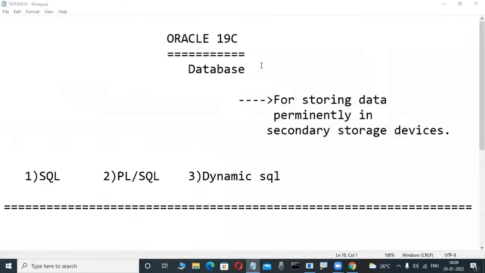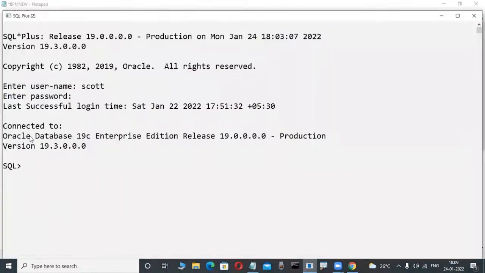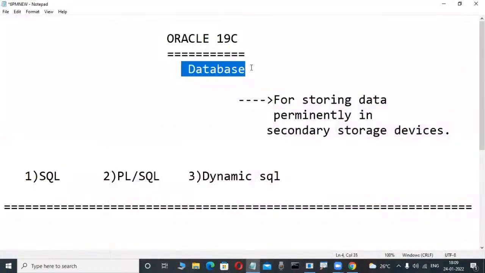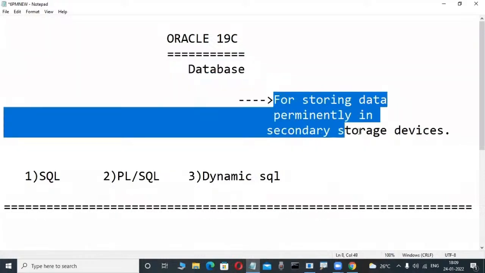Concentrate here. Anybody who did not attend the previous classes, don't worry. It's simple. Oracle is a product from Oracle Corporation. 19c is a version. Don't worry. This Oracle is a database product only. Newcomers, what is the purpose of this database product? For storing data permanently in a hard disk.